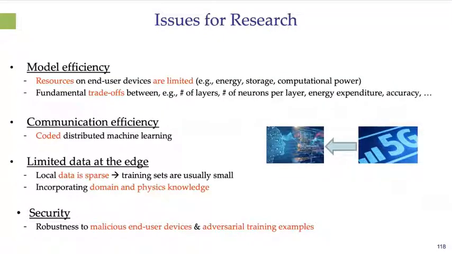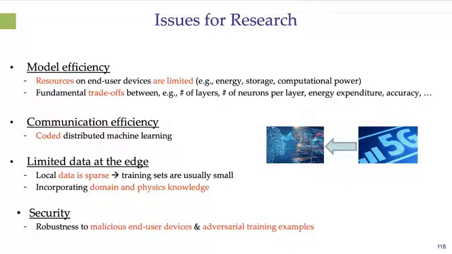Some issues for research here. First of all, we haven't really talked much about the fact that resources on end user devices are limited. That is, there's limited computational power, limited energy storage, and so forth, particularly on sensors, but even on smartphones. So there are fundamental trade-offs, like if you're using a neural network, how many layers, how many neurons per layer, how much energy are you willing to devote to learning, what accuracy do you need, and so forth. These are all things that deserve exploration.